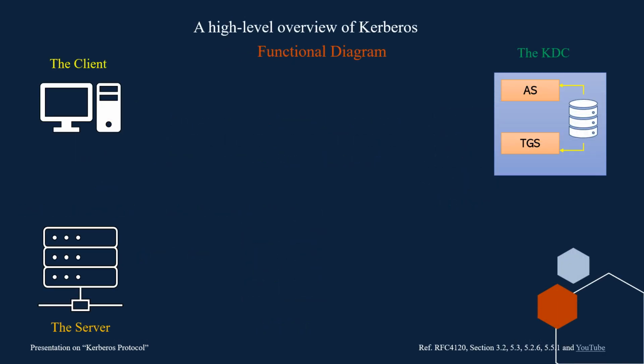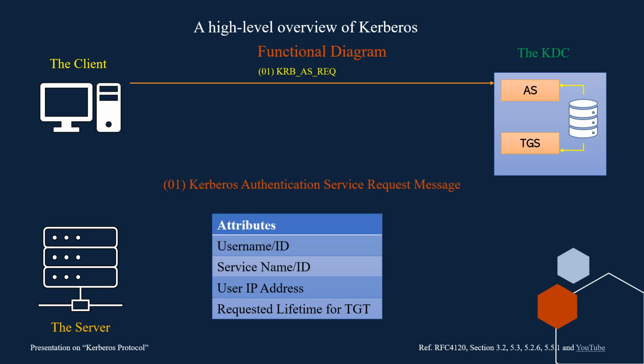The first message that the client sends to the KDC authentication server is the Kerberos authentication service request message. In this message, it includes the username, the service it is requesting, the service name or ID, the IP address of the user, and the requested lifetime for the ticket granting ticket. This message is sent as plain text. It is not encrypted with any key. Upon receiving this message, the authentication server looks into the username and validates it with the database.